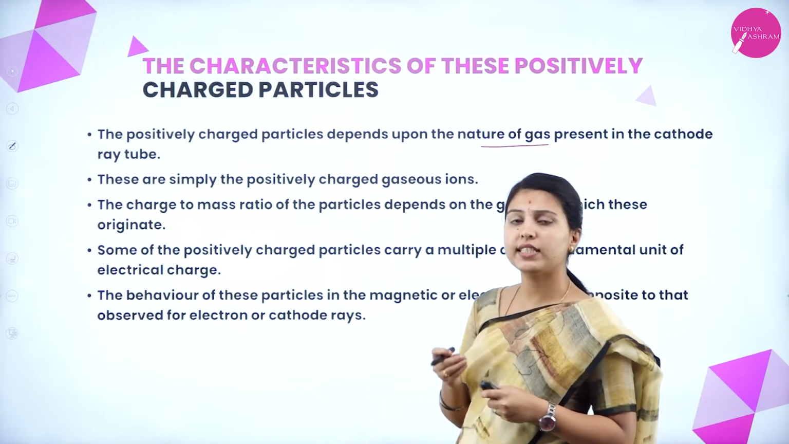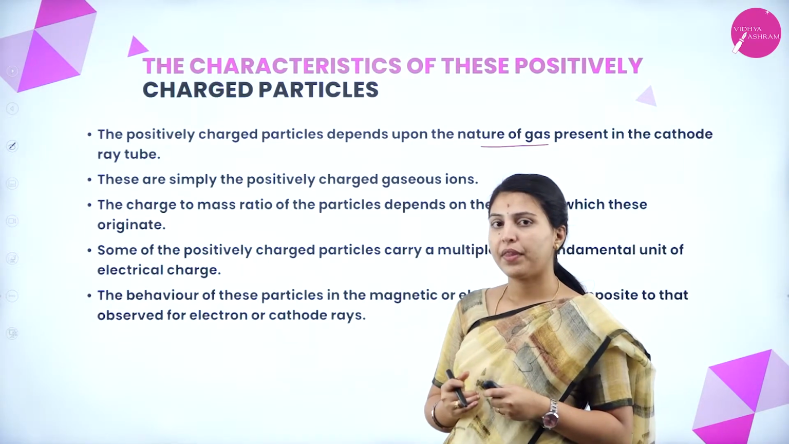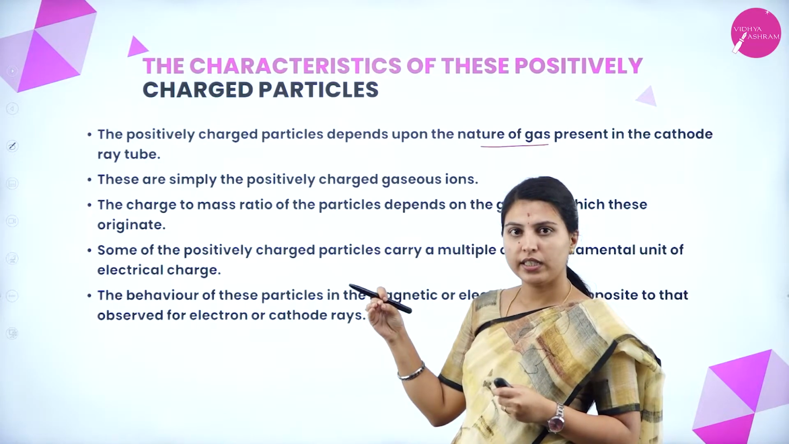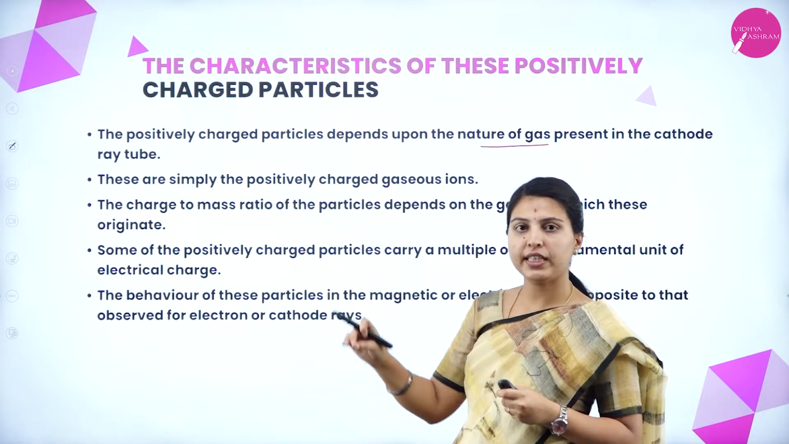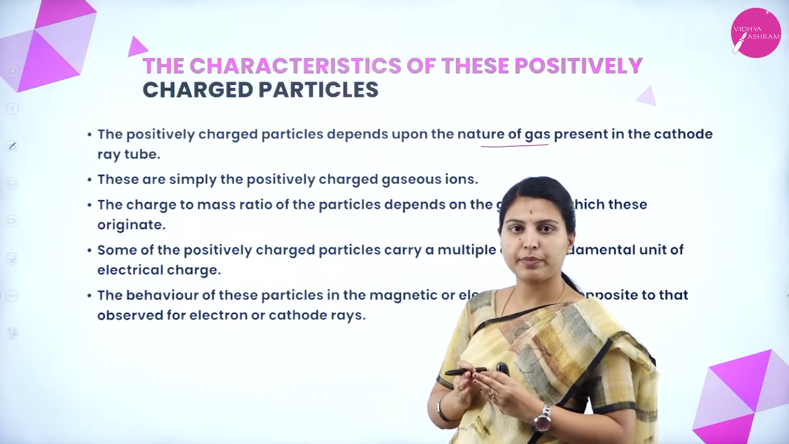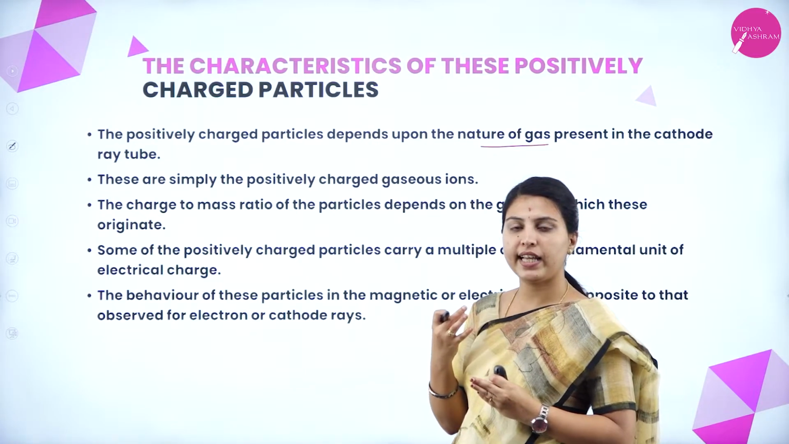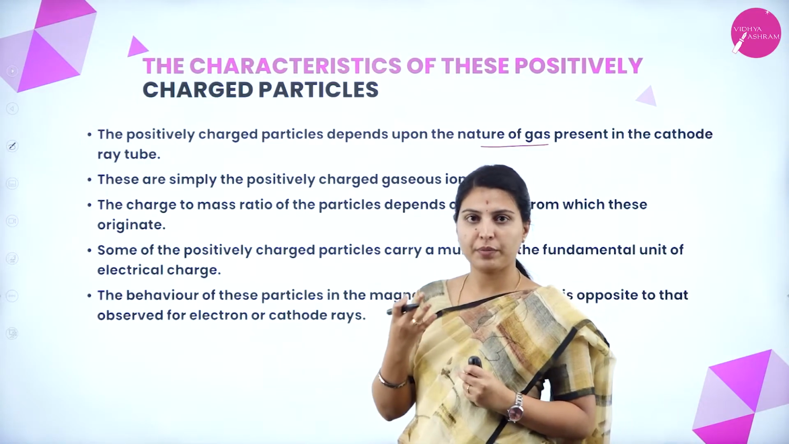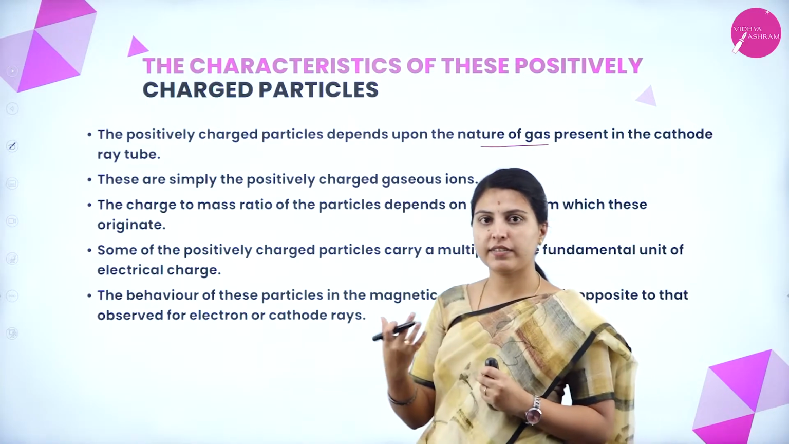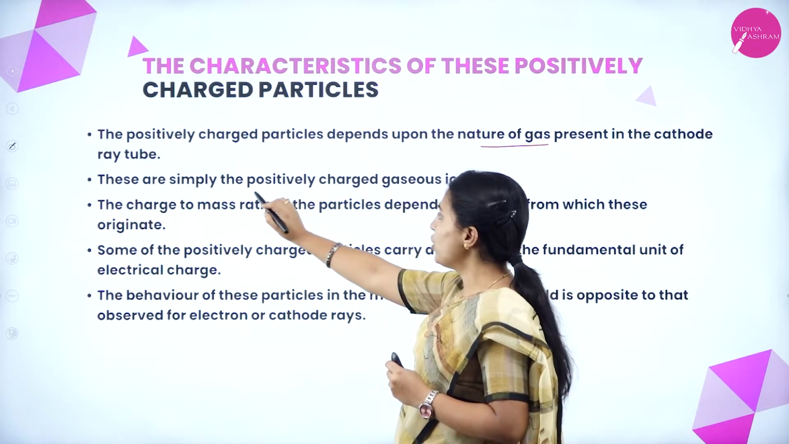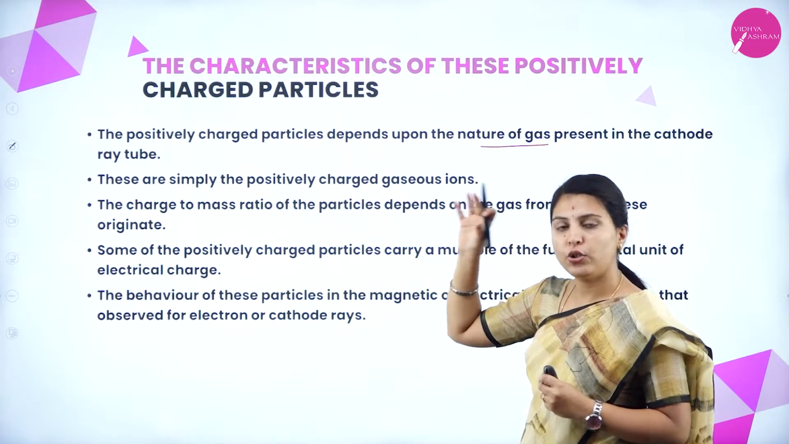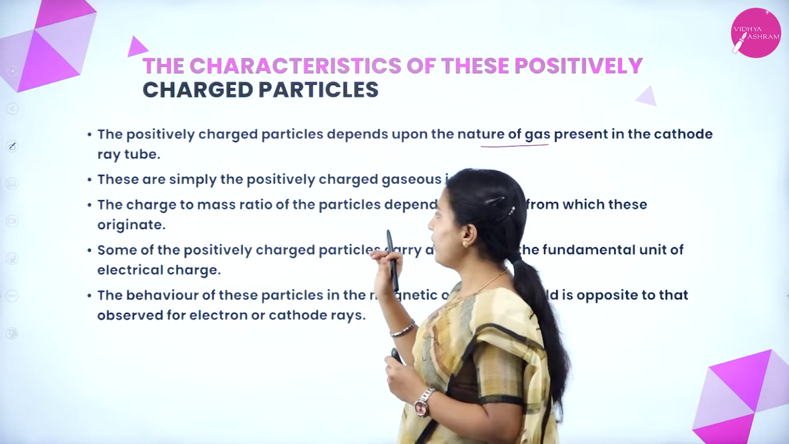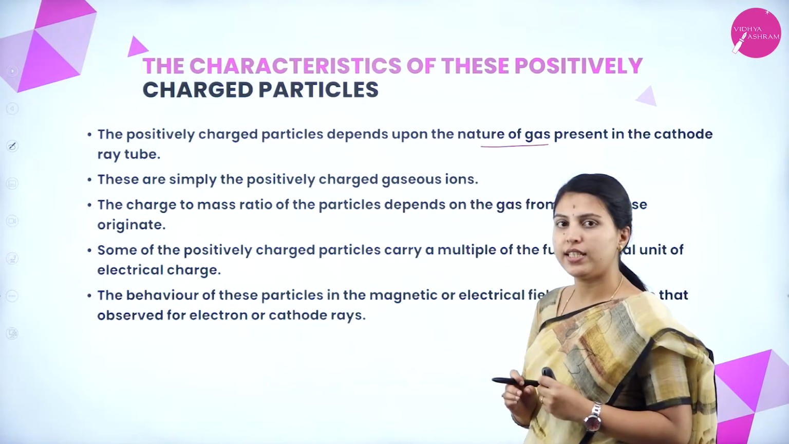Why are we calling them simply positively charged gaseous ions? Because the particles are moving inside the discharge tube. After the gas is introduced, ionization takes place. On one side the cathode rays take up the electrons, and on the other the positively charged particles are taken up. So, to identify or observe the positively charged particles, the nature of the gas is very important. That's why we simply call them positively charged gaseous ions.